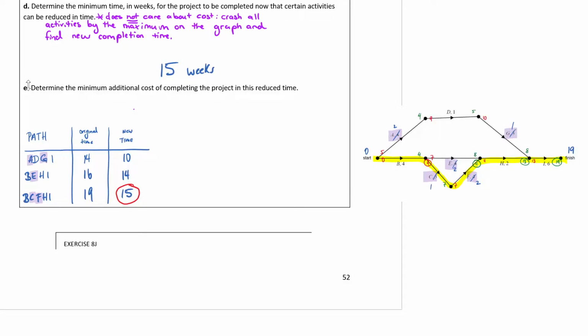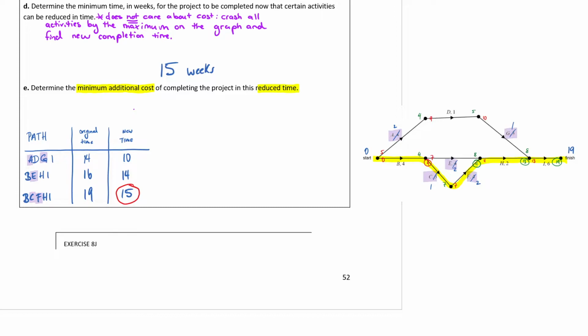All right, so now we're going to answer part E here, which says determine the minimum additional cost of completing the project in this reduced time. So in other words, if I want to complete this thing in 15 weeks, how can I do this for the minimum amount of time, minimum amount of money possible? This is where you got to be careful.